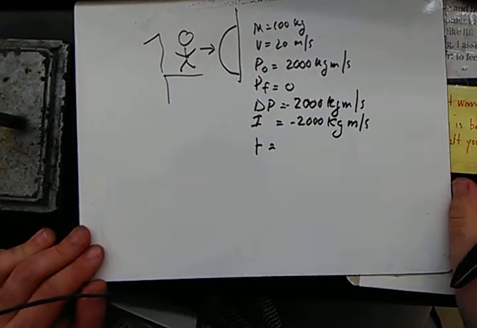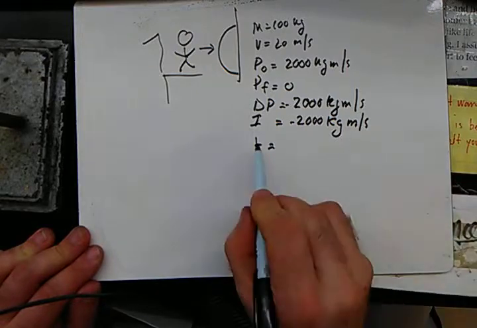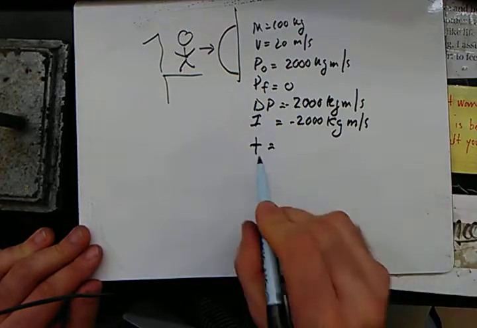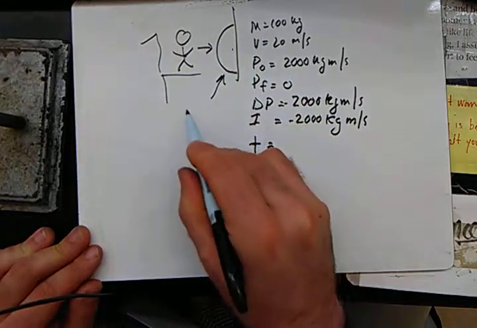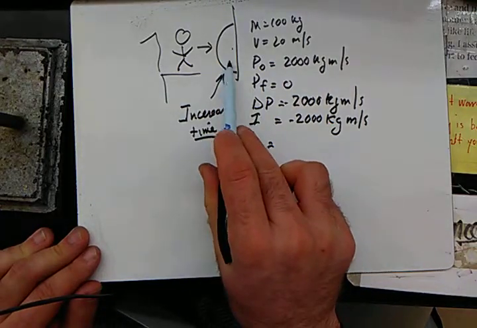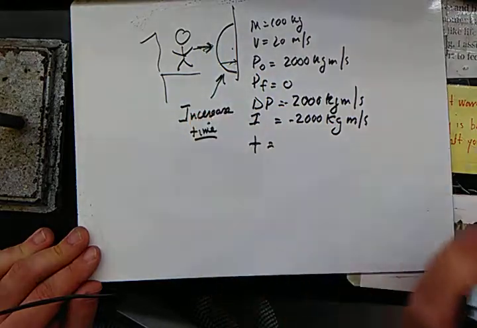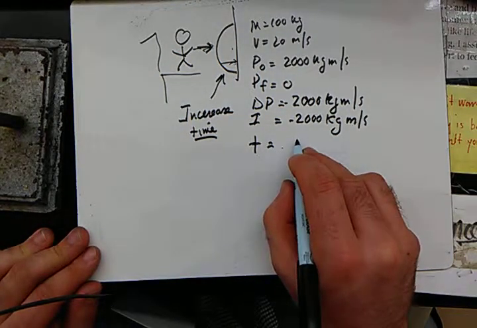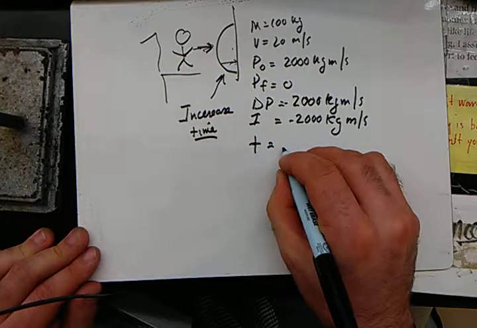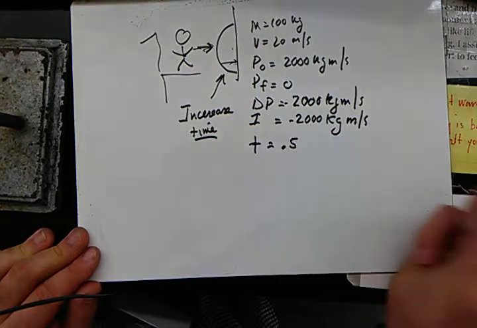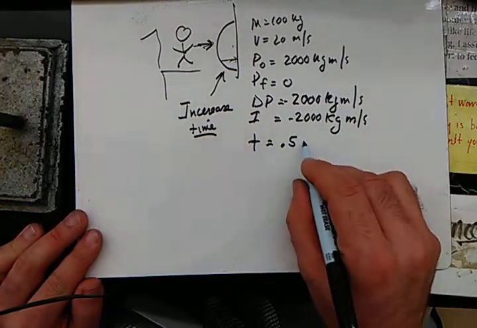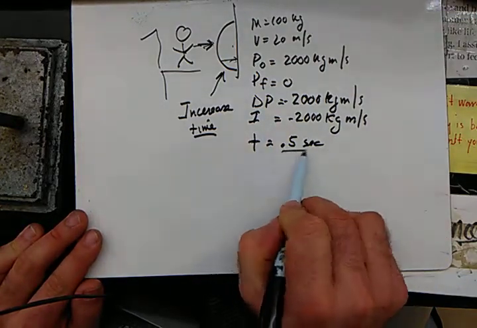Okay, let's see the importance of these airbags. Because the only reason for the airbag, and I'll say it again, is to deploy and increase the time to slow down the body. Slow down the body. Now, before we had a time of 0.01 seconds. Let's say that we could increase that time to half a second. So instead of the 0.01 seconds of slowdown, we now have half a second. So we've increased the time.